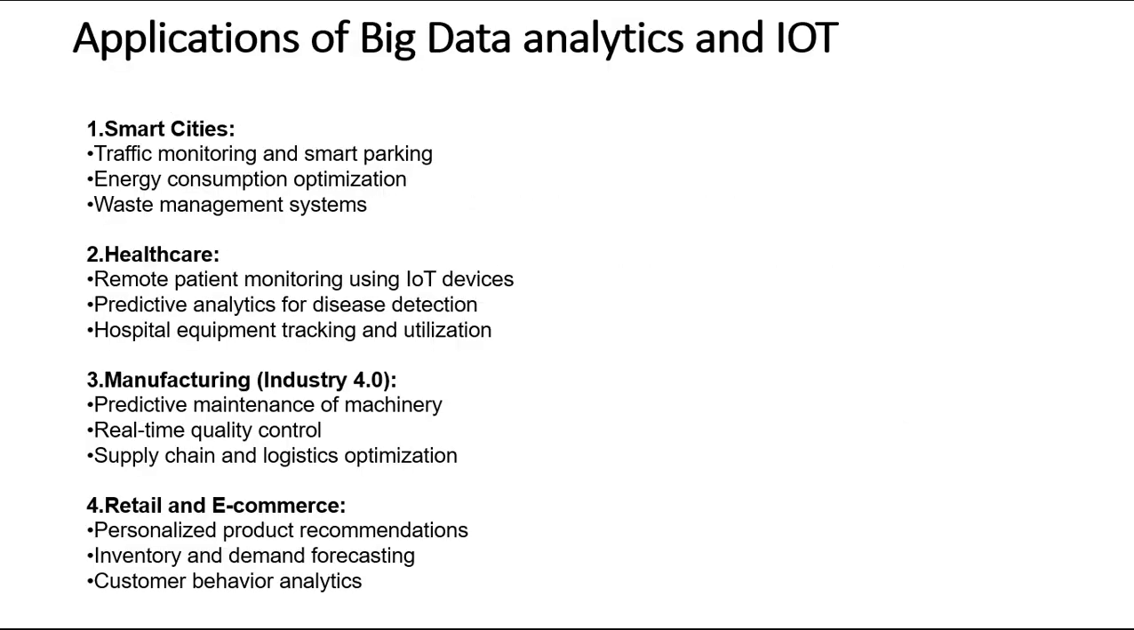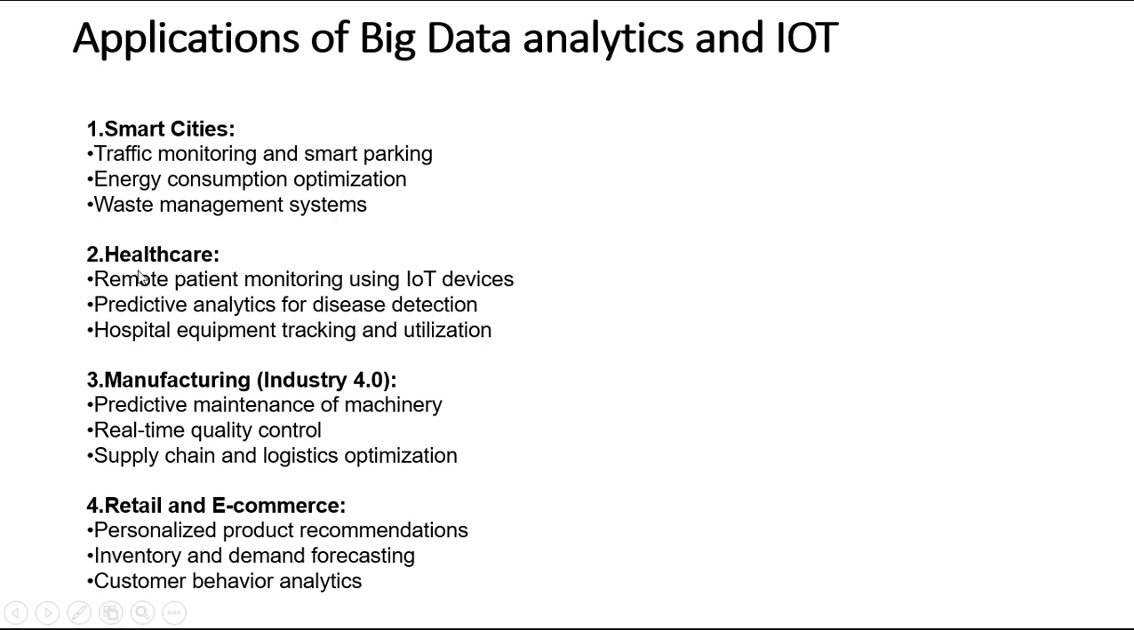Applications of big data analytics. Big data and IoT are used in many areas. Let us see the examples or areas. Smart cities. Smart cities are nothing but cities connected with internet and IoT devices to make them smart. First one is traffic monitoring and smart parking. Second one is energy consumption optimization and waste management systems. These are all under smart cities.